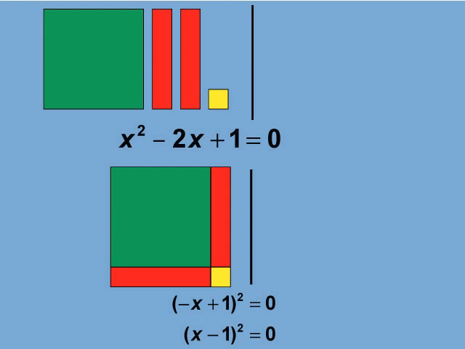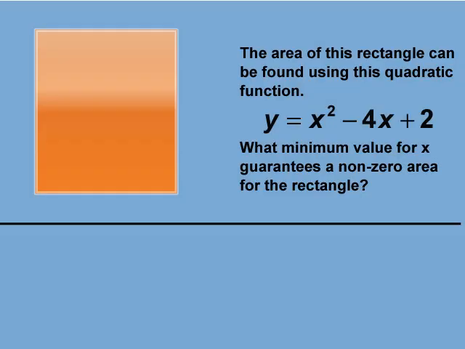Let's look at another example. The area of this rectangle can be found using this quadratic function, y equals x squared minus 4x plus 2. What minimum value for x guarantees a non-zero area for the rectangle? We'll model this quadratic with algebra tiles and try to form a square shape with the tiles.